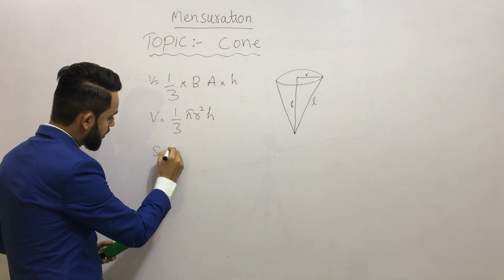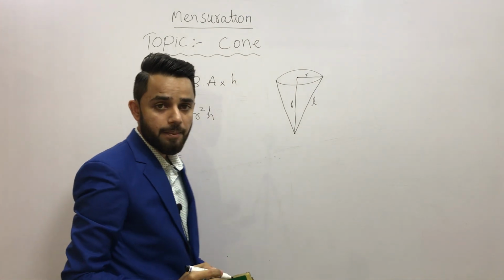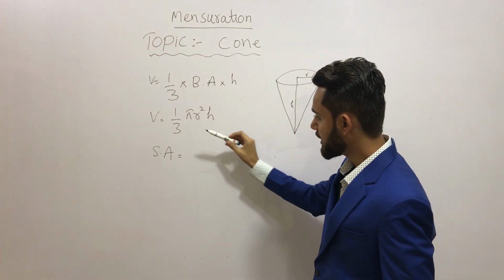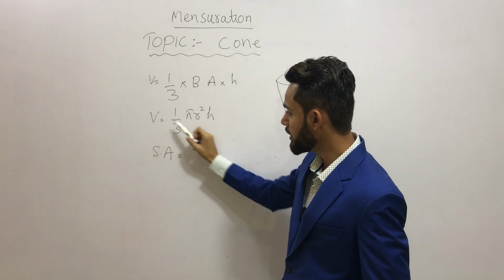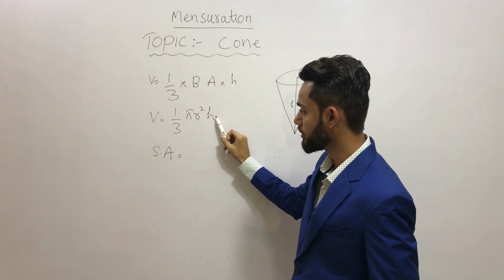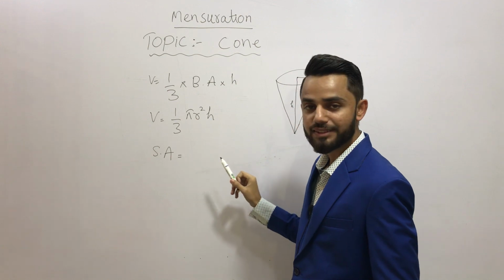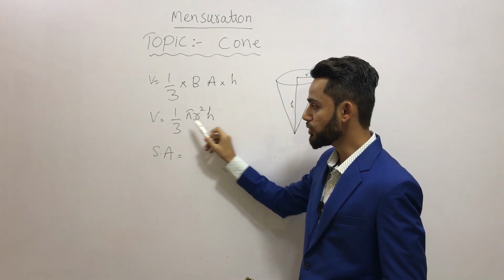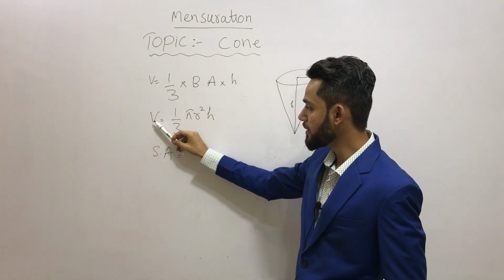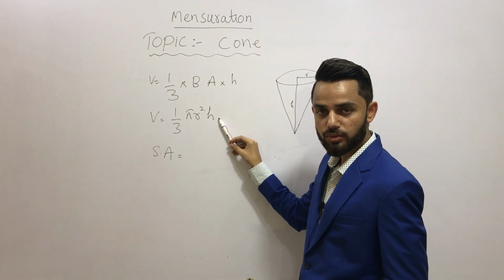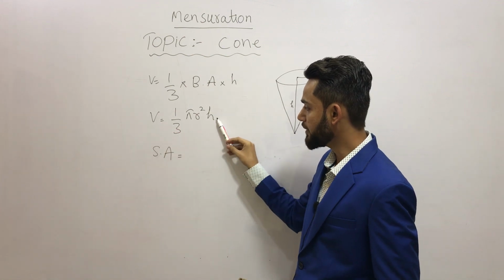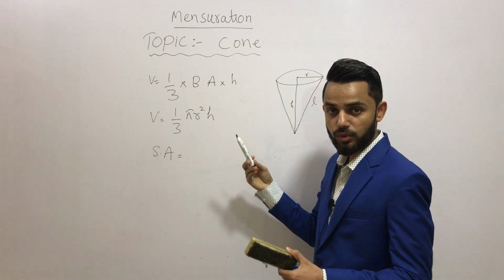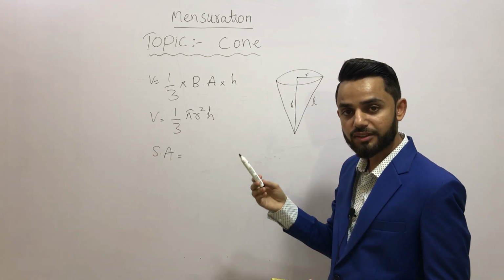Before we move further to surface area, one thing you need to keep in mind is that in this volume formula we have V, r, h. So this equation involves three variables: V, r and h. Whenever you have the radius and h, you can find the volume. If you have the volume and radius, you can find h, and if you have the volume and the height of the cone, then you can always find the radius.